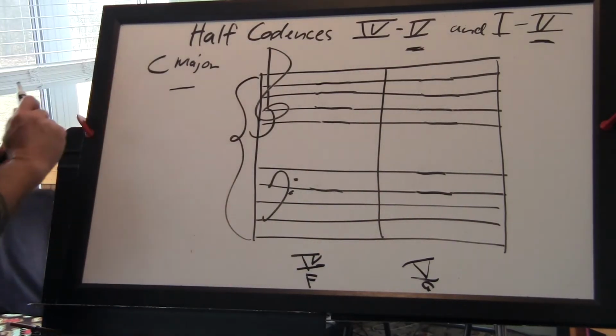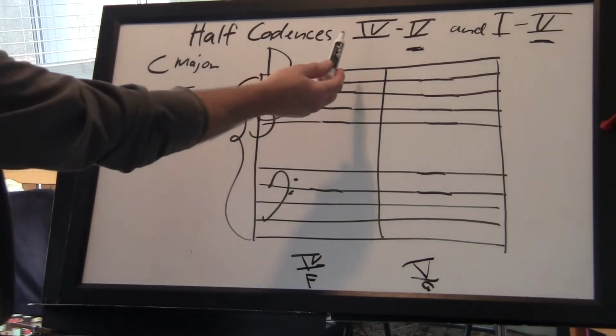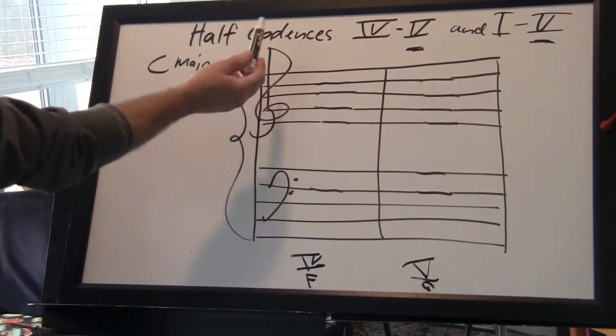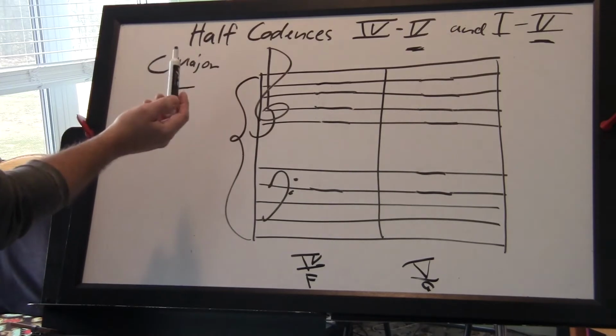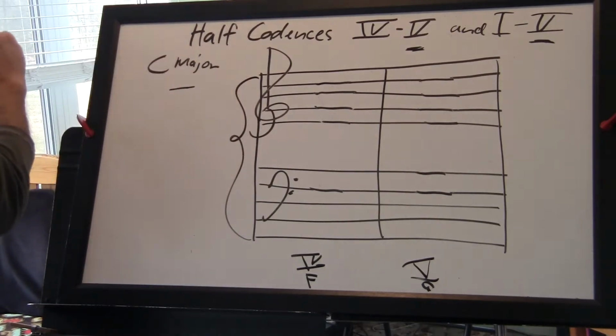We're going to do this in the key of C major, and so we have half cadences, otherwise known as an imperfect cadence. You might see it written somewhere, but in your text it calls a half cadence.